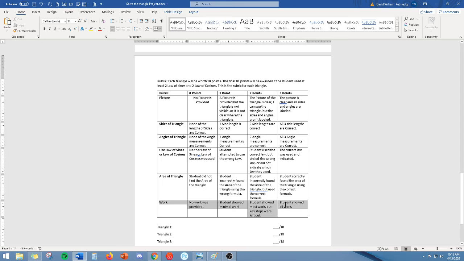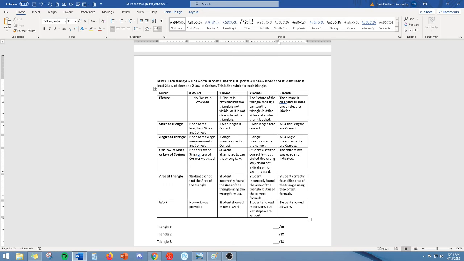Important part down here, work. Okay? If you don't give me any work, you're not going to get any points for this. Okay? So 0 points multiplied by 5 triangles, that's going to be 15 points off. So that means if you don't show any work, the highest you can get is an 85. Minimal work versus most work, don't make me make that decision. Just show all your work. Show me what you're doing. Show me setting up the problem. Make sure you also do it for area.